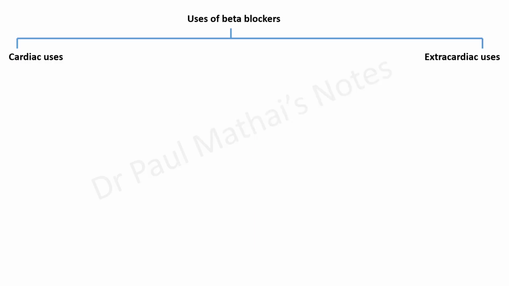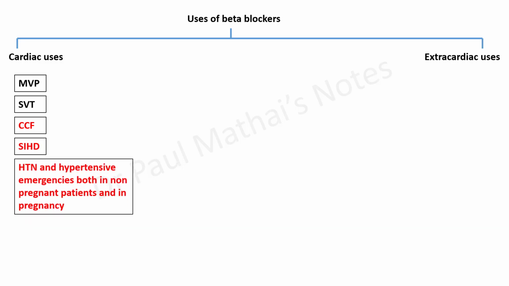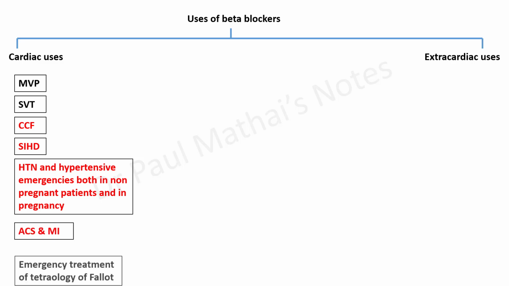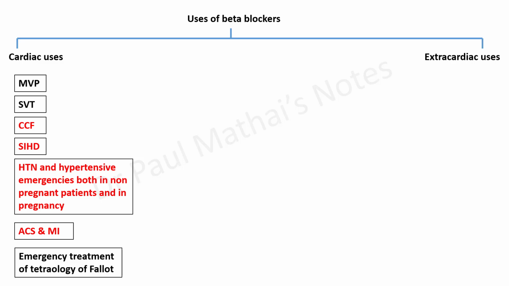There are many uses for beta blockers: the cardiac uses and the extracardiac uses. The cardiac uses are many. They include mitral valve prolapse, supraventricular tachycardias, and a host of other cardiac arrhythmias, congestive cardiac failure, stable ischemic heart disease, hypertension, and hypertensive emergencies both in non-pregnant patients and in pregnancy, acute coronary syndrome, emergency treatment of the tetralogy of Fallot, and many others.